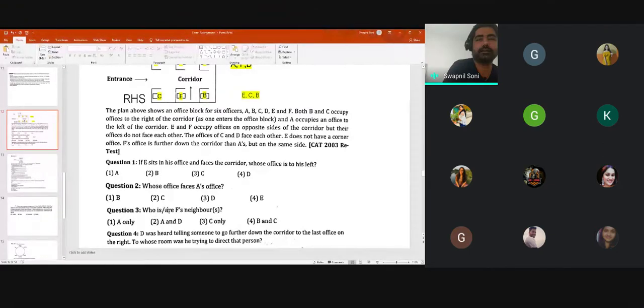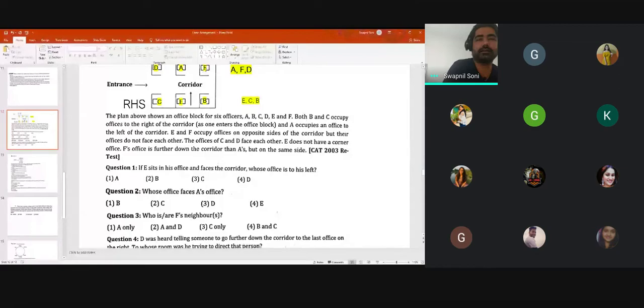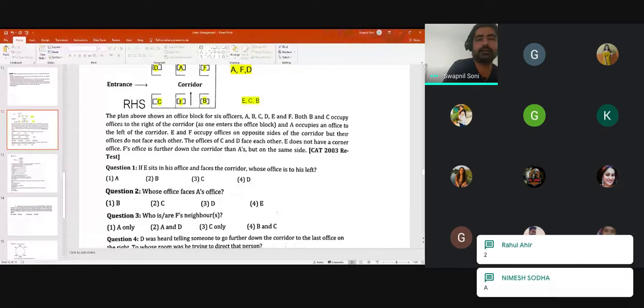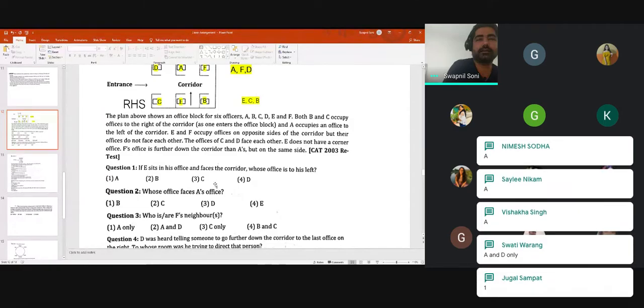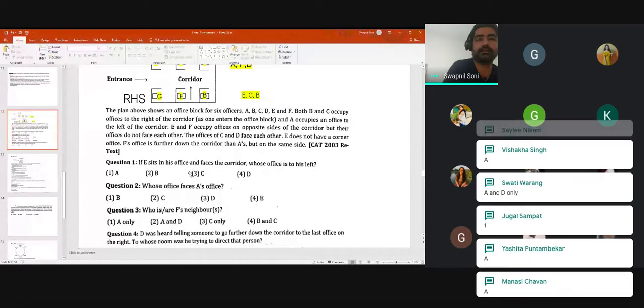Who is or are F's neighbor? F has only one neighbor, which is A. Right?